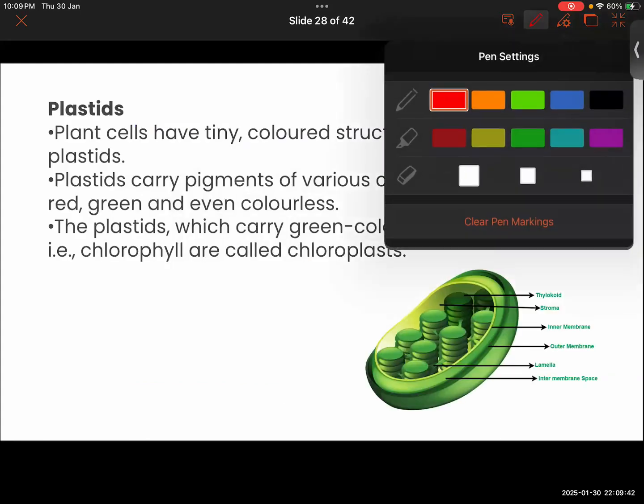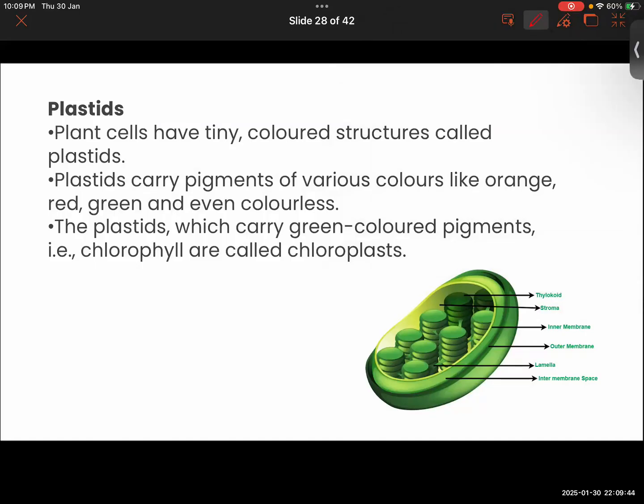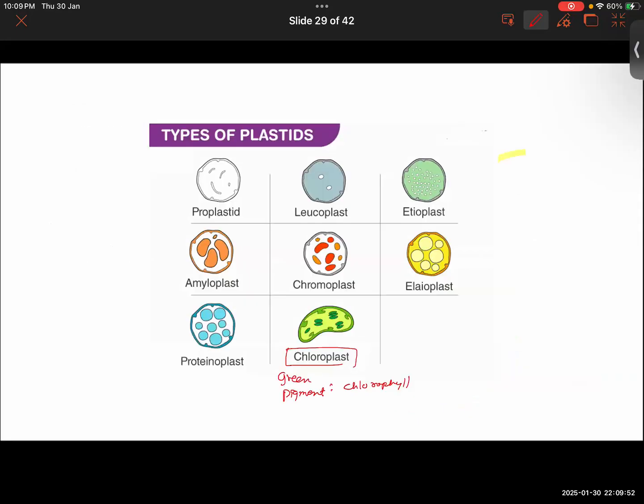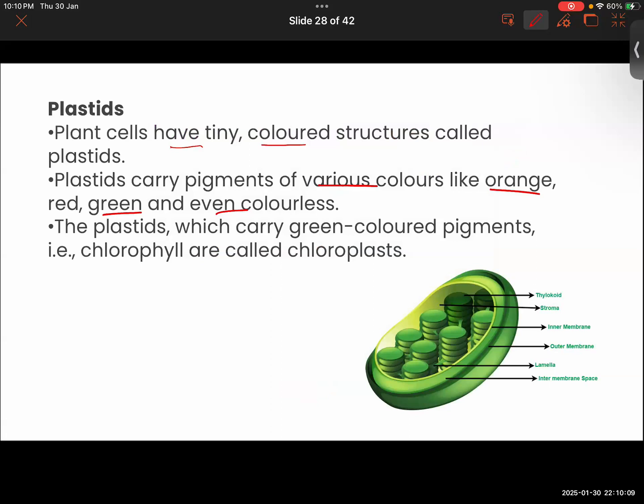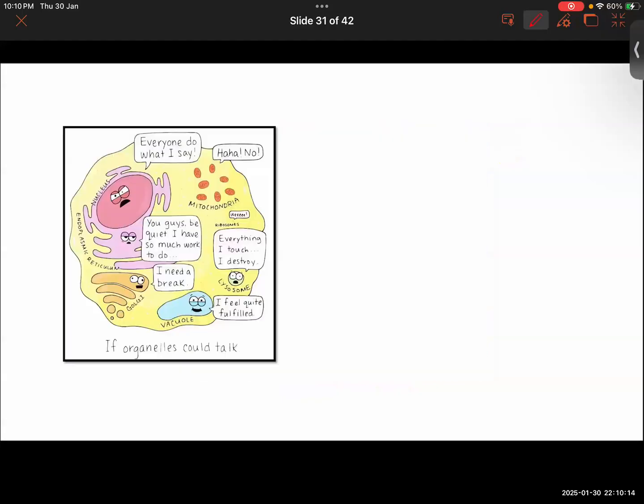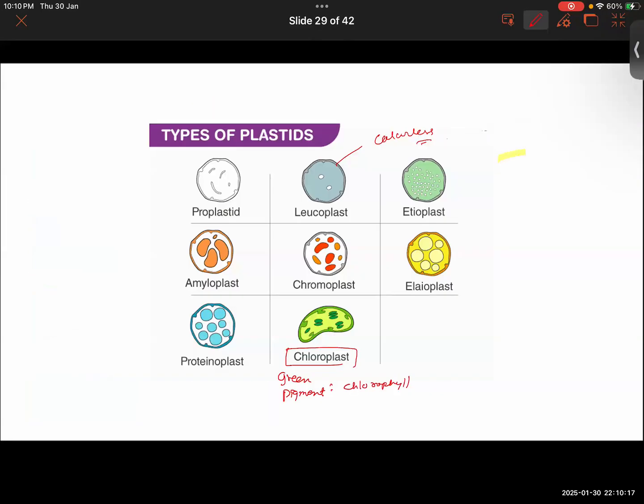So plastids, as we are discussing, are tiny colored structures in plant cells. They carry pigments of various colors like orange, red, green, and even colorless. This leucoplast you see here is colorless, by the way. It does not have any color, so its main function is not related to giving color to the cell. It helps in storing proteins and starch in the roots and underground stems of the plants. So that was all about the different types of cell organelles.